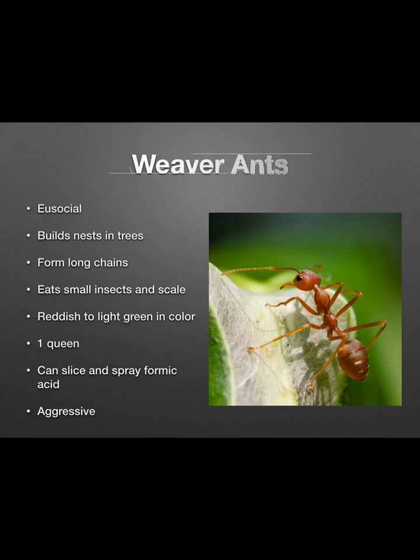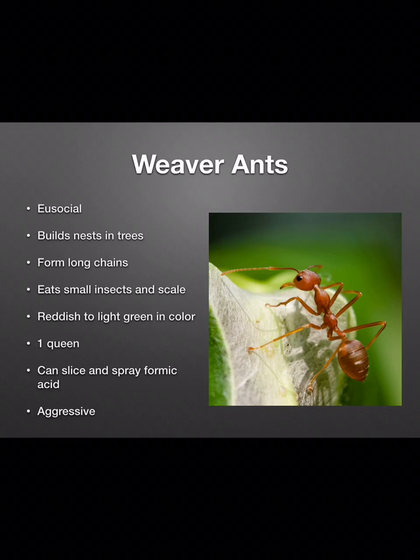Well, the first, and what I believe is the most interesting of all of the ones we're going to be talking about, are weaver ants. They're eusocial, so they live in their colonies and they have specific job functions that they go about doing in order to make their whole society reach its goals. And they build nests in trees, and one colony can have millions of ants in it, so they can build multiple nests in one tree.